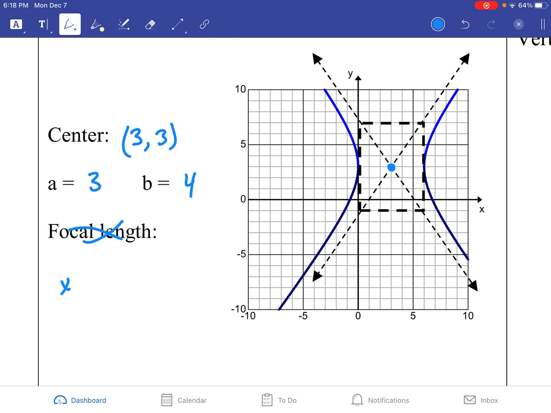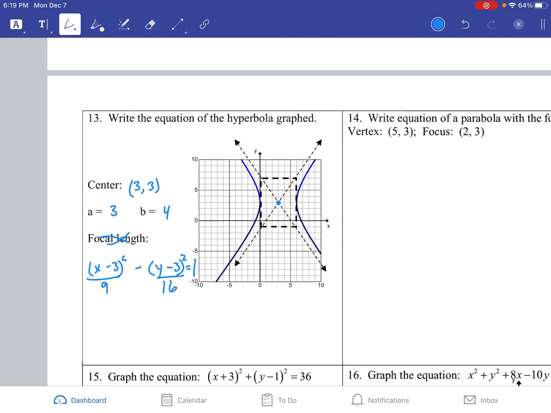So now the graph's going left and right. So that means x is going to be out in front. Again, minus because it is a hyperbola. Equals 1. Very important that we don't forget that. Make it an equation. All right, so a is 3, which means it's going to be 9 here, and 16 underneath the y. And that is your equation for a hyperbola.